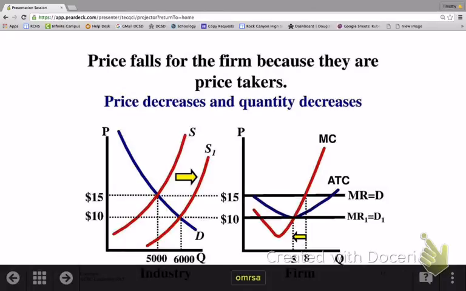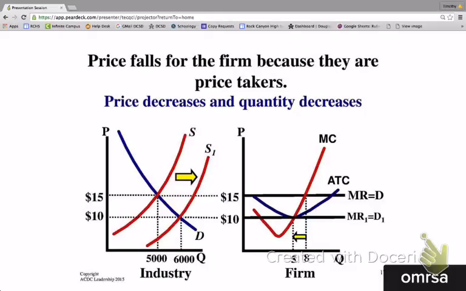So the price falls for the firm because they are price takers. So the price decreases and the quantity produced by the individual firm decreases, in this graph from 8 to 5, even though the overall industry output increases from 5,000 to 6,000, represented by new producers.